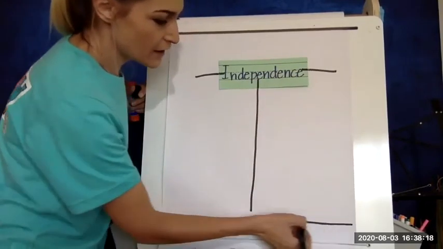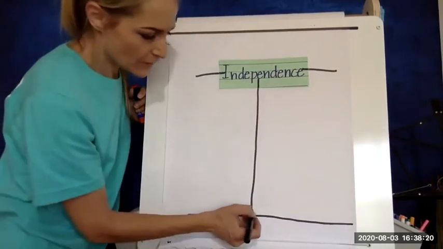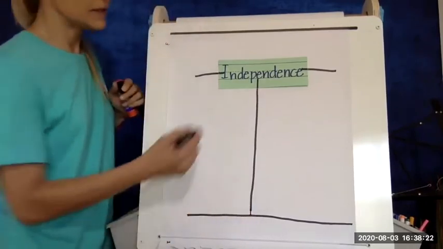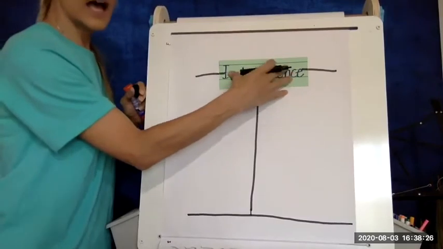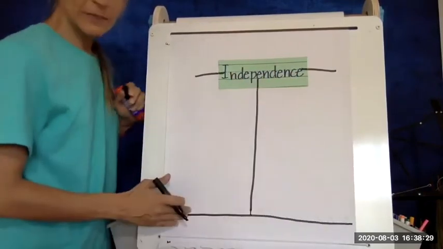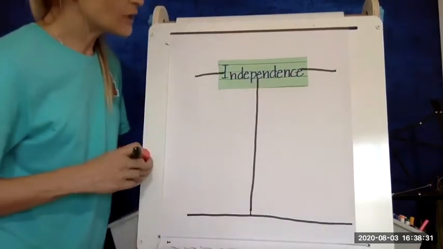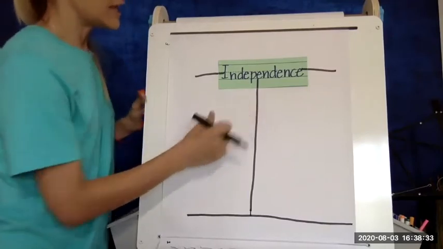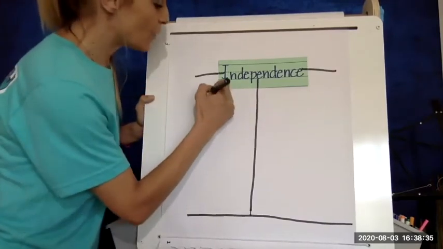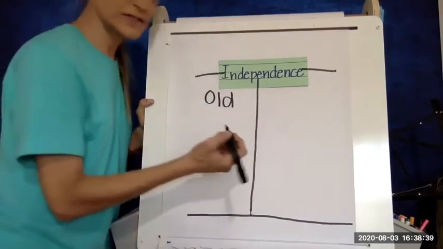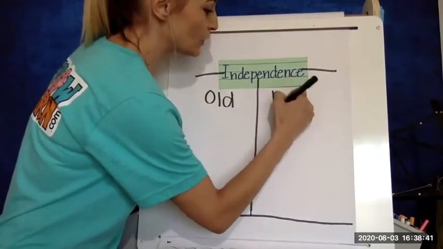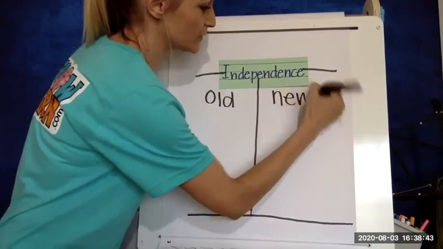So let's make a nice big chart. I call this an eye chart because it looks like it has a capital I here. And I tell the kids that the I stands for independence. And what we are going to use this chart for today is to talk about the old ways of teaching and the old standards, and then we'll explore the new standards.